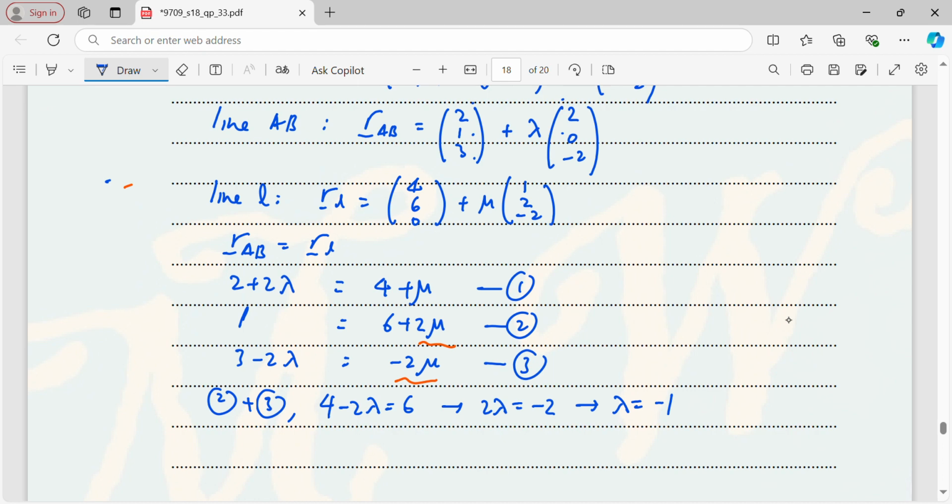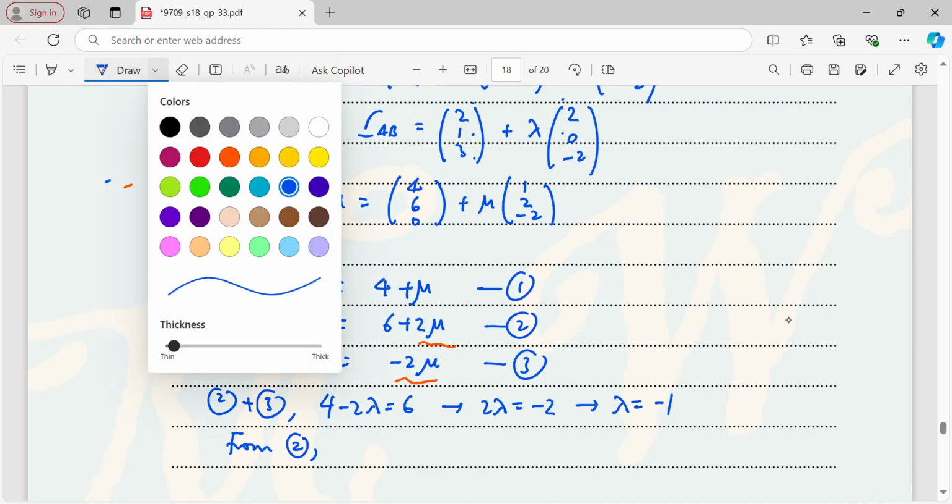Now, since I used the second and third, that means you have to use second and third to find the mu. So I will just refer to second. I should have solved the second first. Right? Probably I rewrite my working.